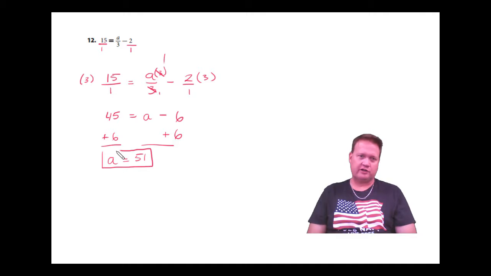So when not all the terms are a fraction, that's how you clear the fraction. Actually turn them all into fractions and then multiply by the lowest common multiple. In this case, that was 3.